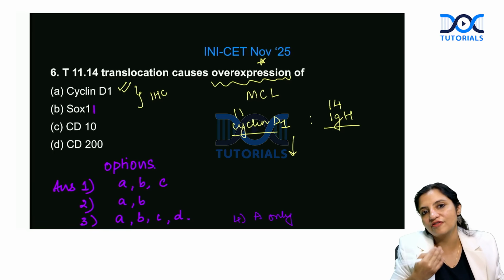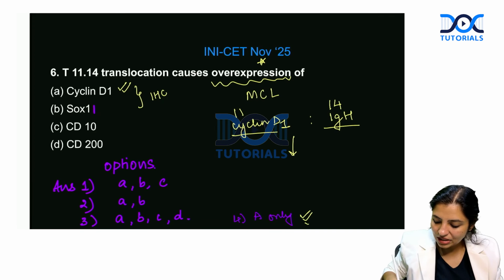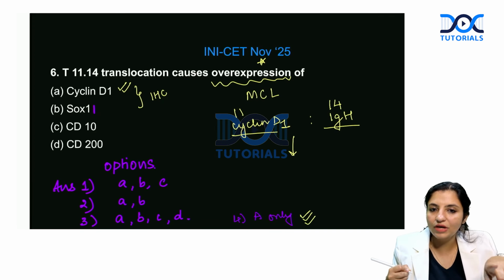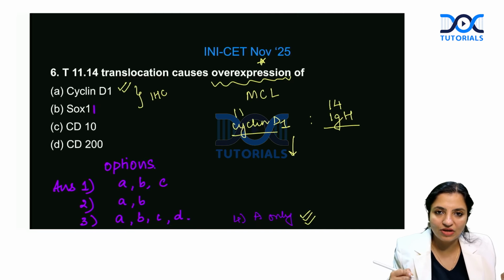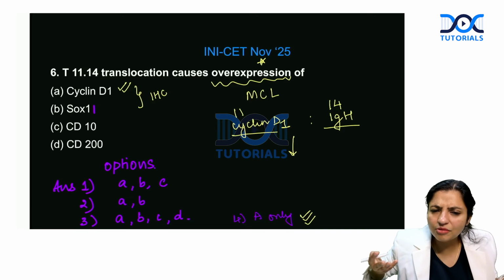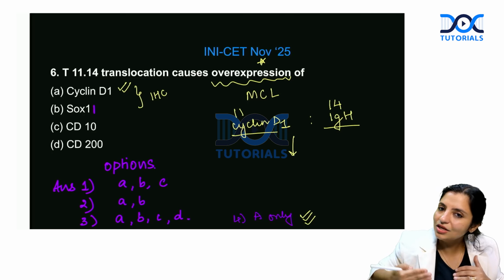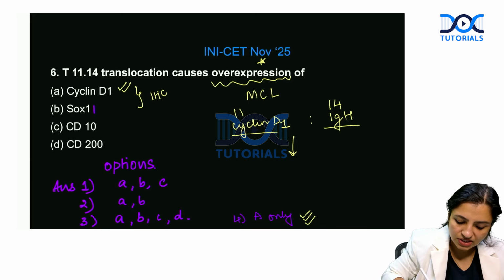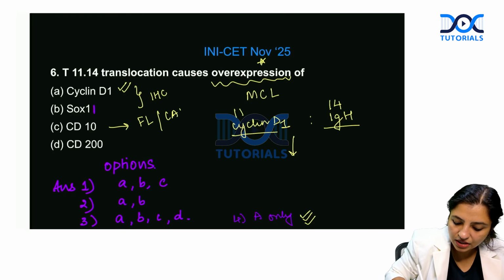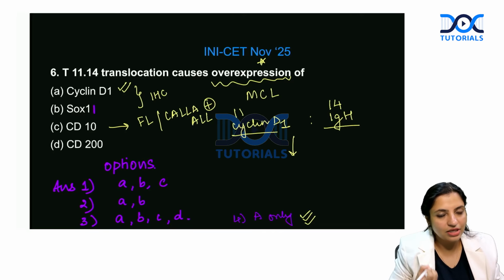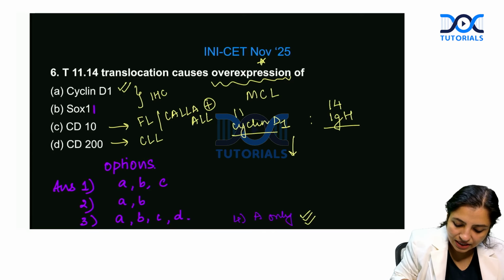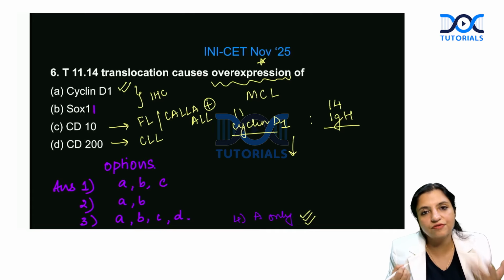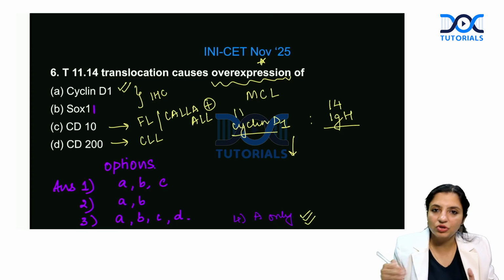So that's one point you have to be very, very clear about. When they talk about only overexpression, it's an overexpression of cyclin D1. If they ask which markers can be used for the diagnosis of mantle cell lymphoma, then your answer should be cyclin D1 and SOX11, both can be used. What about CD10? CD10 is a marker for follicular lymphoma, and it can also be positive in common ALL, the common ALL antigen. CD200 is a marker for CLL. It is positive for CLL. You have to be super clear with that.